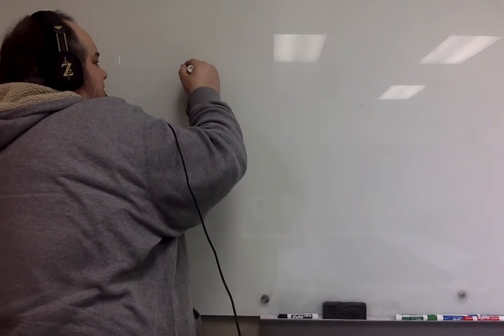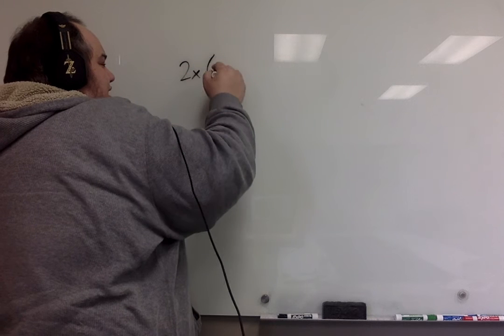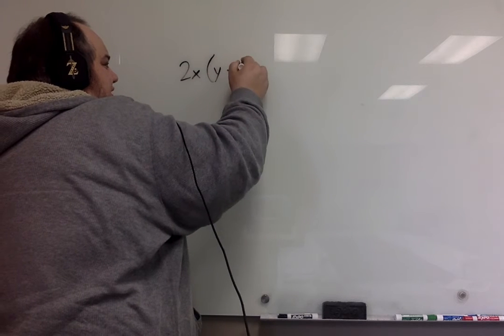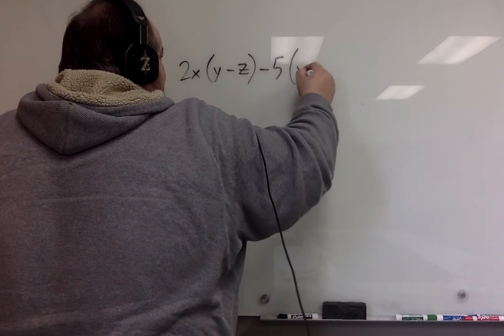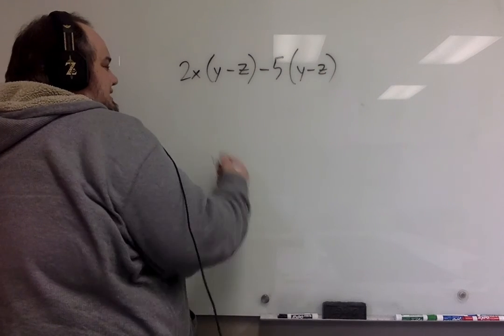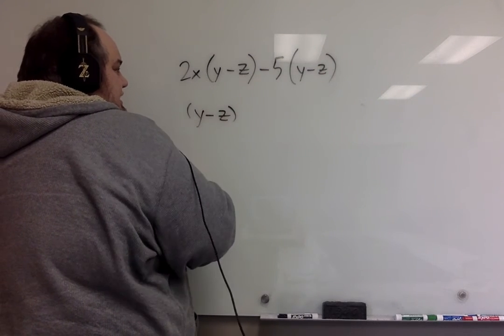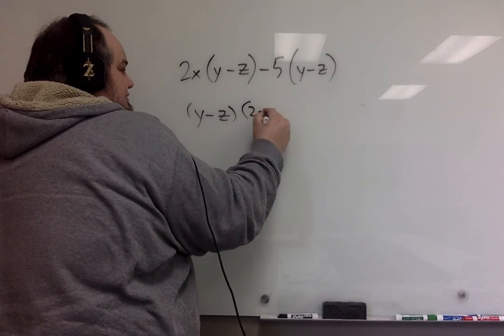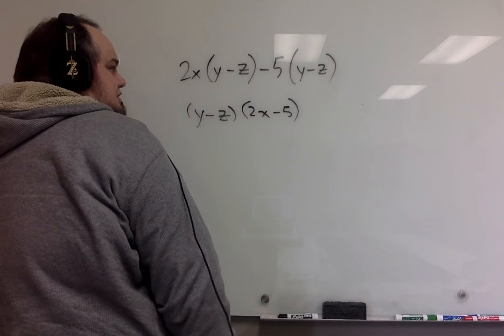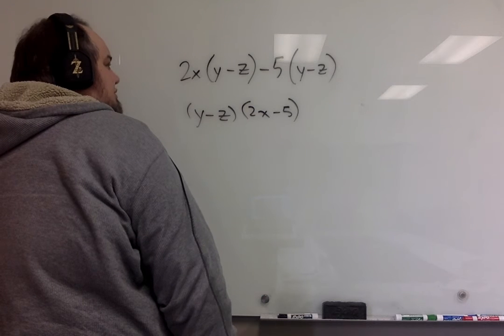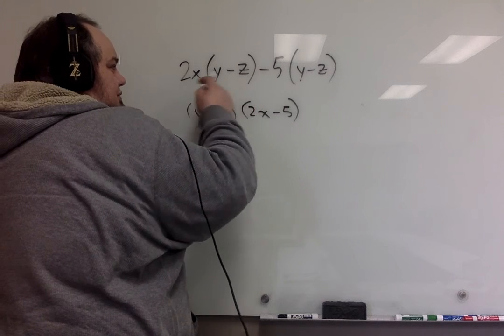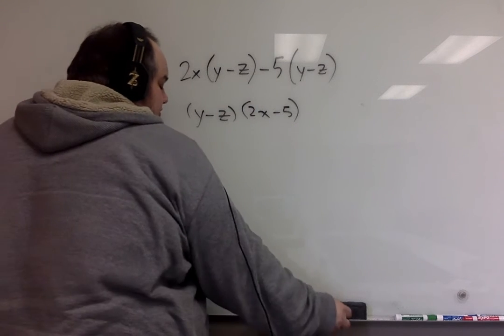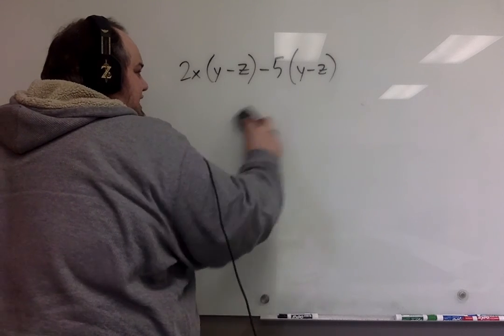Let's say we had 2x times y minus z minus 5 times y minus z. Notice again, y minus z is the common term, and you're left with 2x minus 5. So this skill comes into play later when we're doing something called factoring by grouping. So we'll see that later in this chapter as well.